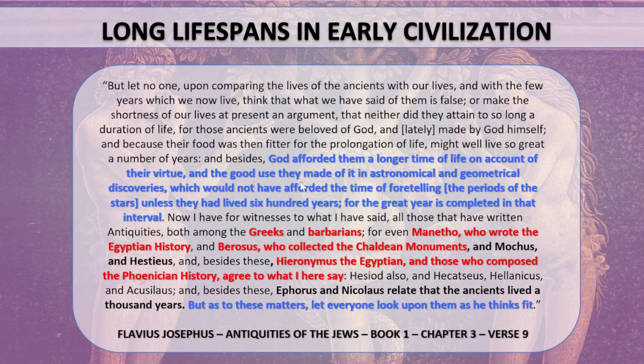So let's just kind of read what Josephus says here, and I agree with him. He says, God afforded them a longer time of life on account of their virtue and the good use they made of it in astronomical and geometrical discoveries, which would not have afforded the time of foretelling the periods of the stars unless they had lived 600 years, for the great year is completed in that interval. Right? And then what he goes on to say is he confirms with the Greeks, the non-Greek speaking nations, the barbarian tribes, Manetho, who was an Egyptian historian, the Phoenician historians, and they all agree that in their histories their ancestors originally did live this long period of time.